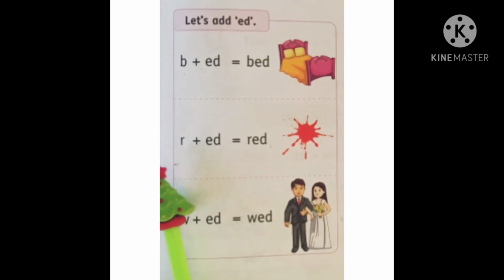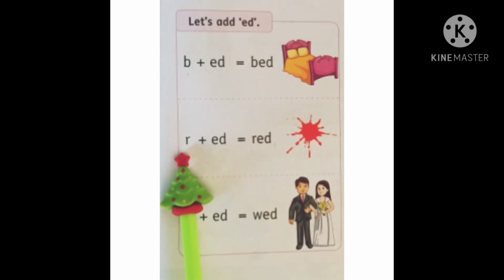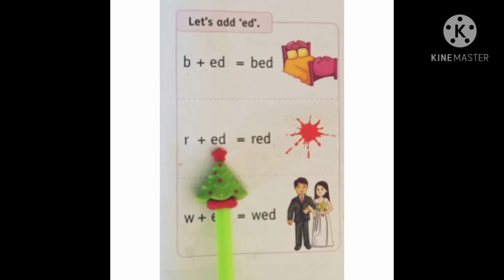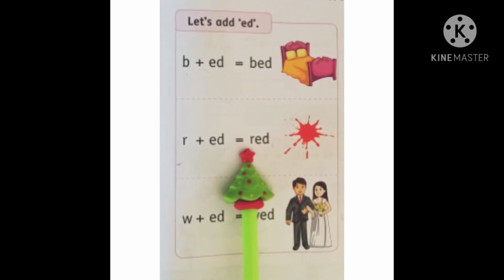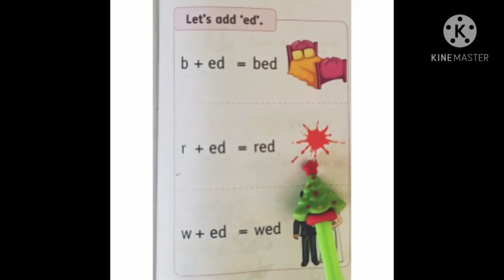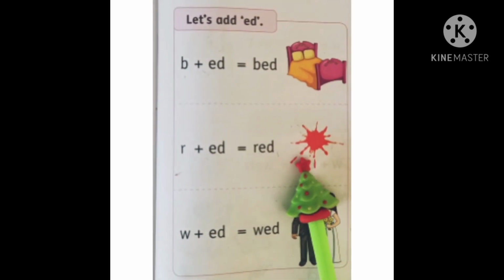Let's try another one. This is letter R. R says r. Add ed. E, D, ed. It makes the word r, eh, d, red. See, this is red color.